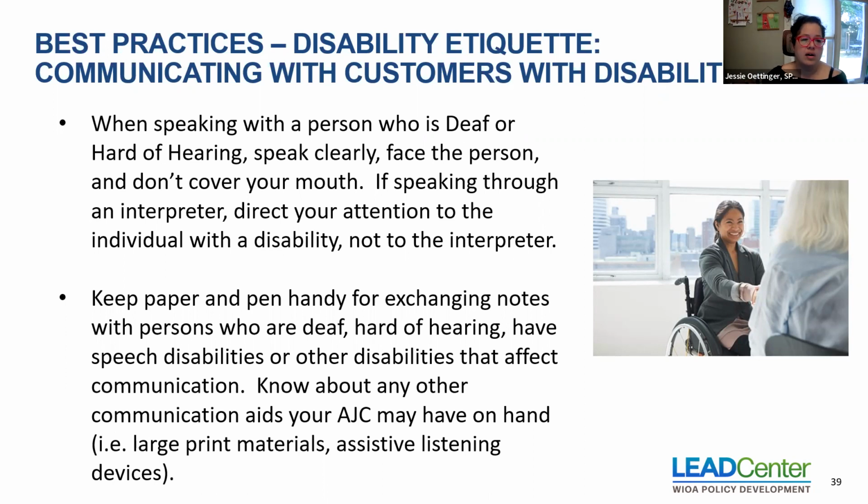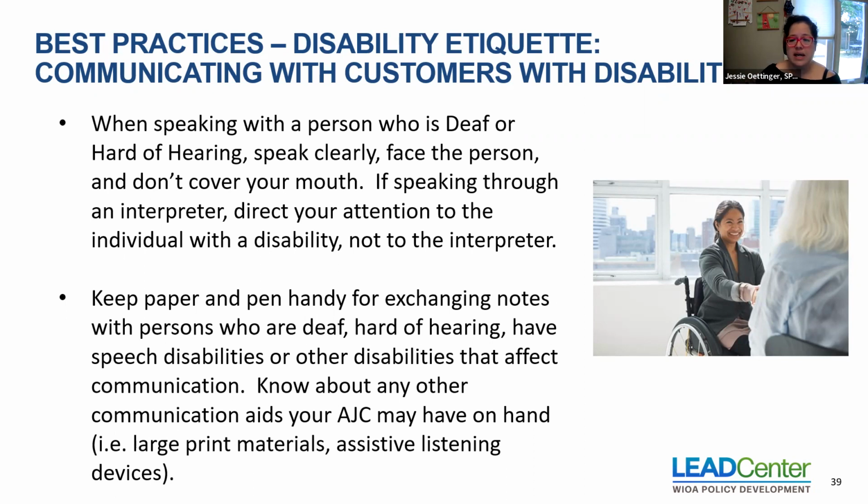Another tip would be to keep a paper and pen handy for exchanging notes with persons who are deaf or hard of hearing or have speech disabilities that affect their communication. So again, some folks might have a hard time communicating with you verbally. And so another great tool is to be able to communicate with people synchronously, but through pen and paper. And there could possibly be other aids at your AJC that help with that.